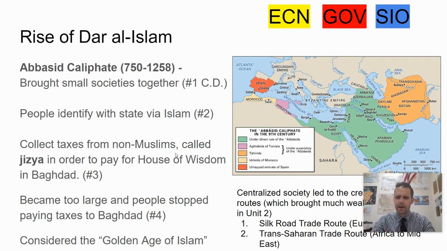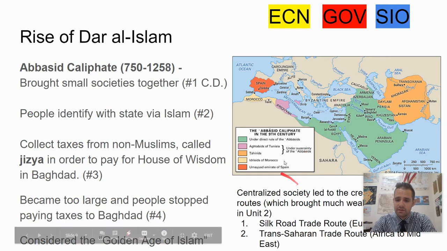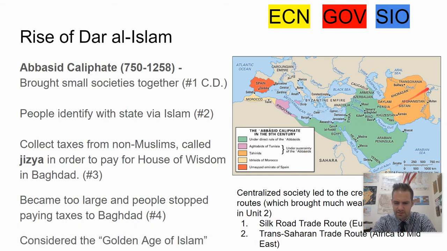And as we'll see with the House of Wisdom in Baghdad in just a little bit, we'll see how wonderful it is. Now, what I do want to point out, because this is going to be important for Unit 2, is that this highly centralized society, it's the same thing with the Song Dynasty, makes it significantly easier to trade. And here's the reason why.